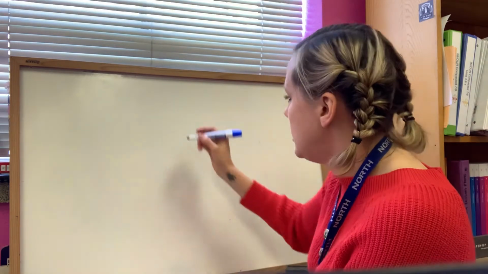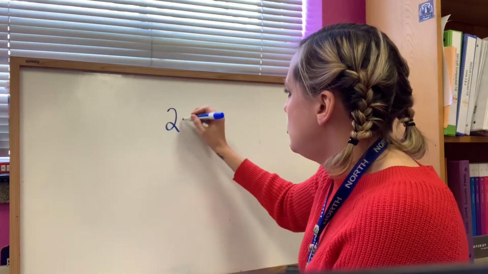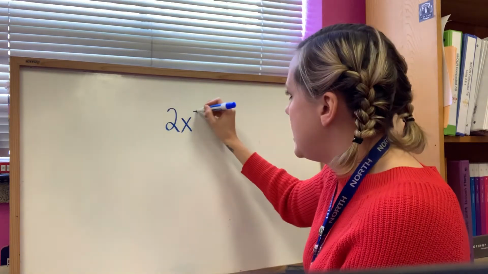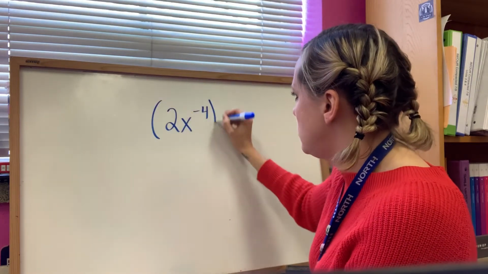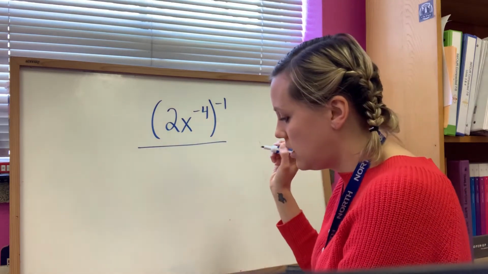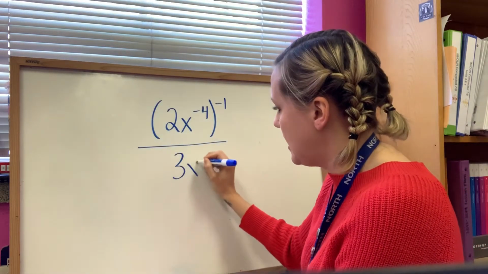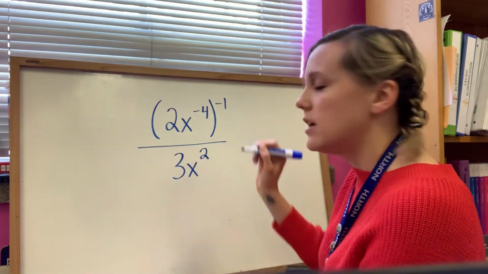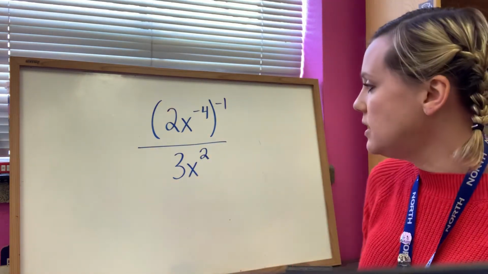Okay, here's a tricky one. 2x to the negative fourth power, all to the power of negative 1, over 3x squared. Okay, pause the video and try to solve this one.